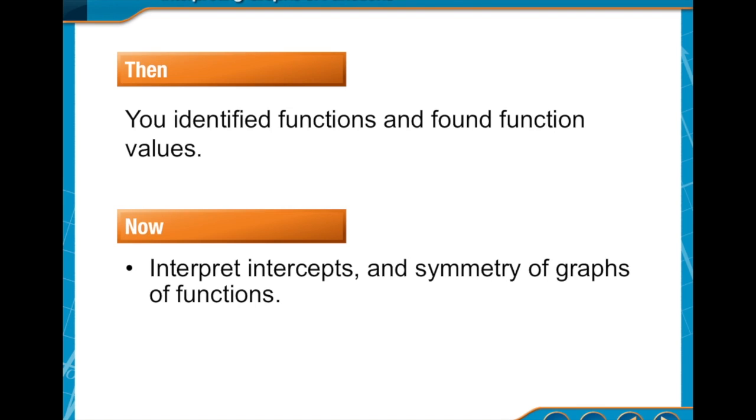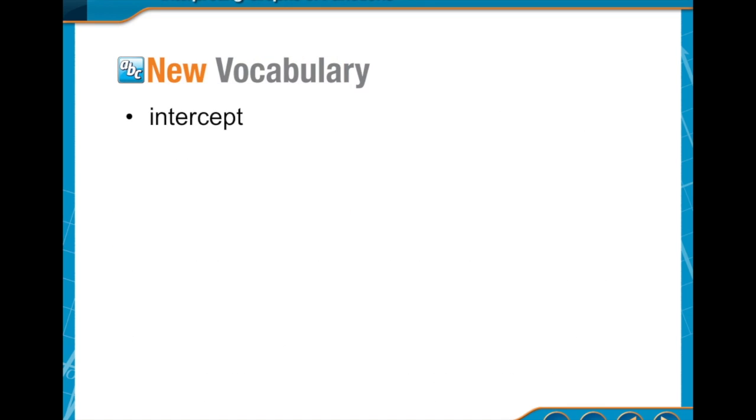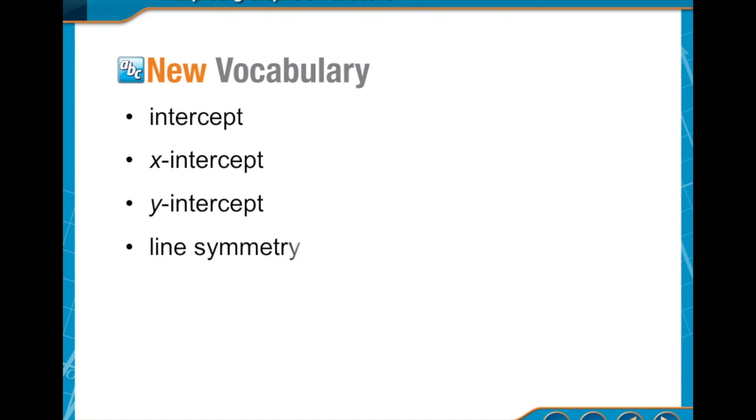all about graphs. So we'll look at some intercepts, we'll look at some symmetry, and we'll look at things like positive and negative parts of our graphs, increasing and decreasing behavior, some things called extrema, and also end behavior. So these terms are going to be important. We'll look at y and x intercepts. An intercept, if we remember, is just wherever our graph crosses that axis. So the x-intercept is where our graph crosses the x-axis. The y-intercept is where our graph crosses the y-axis.